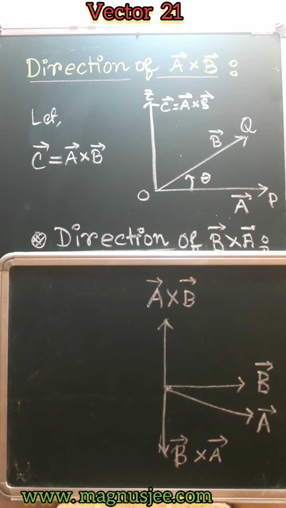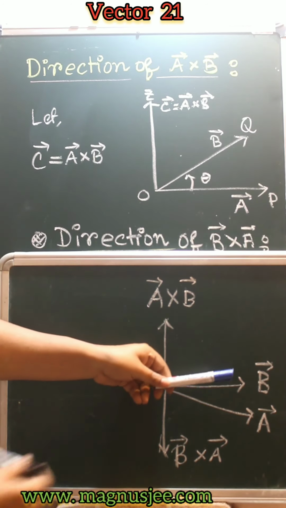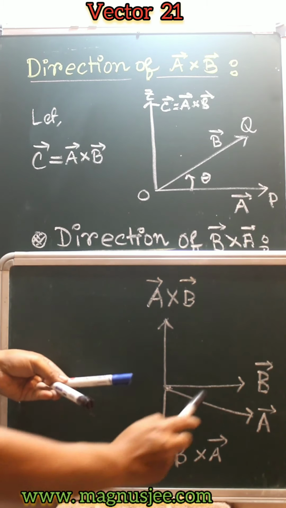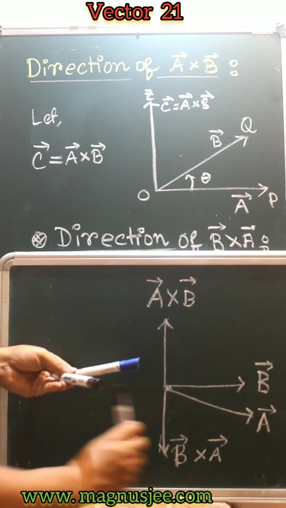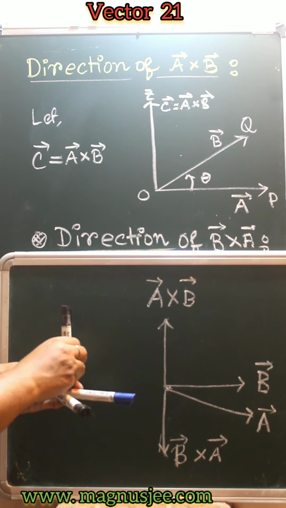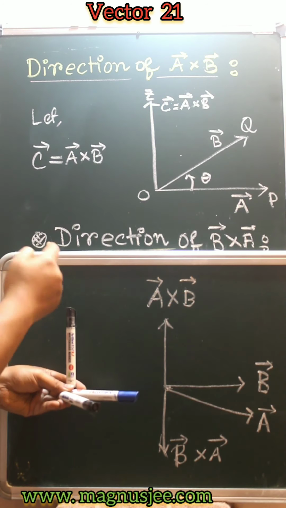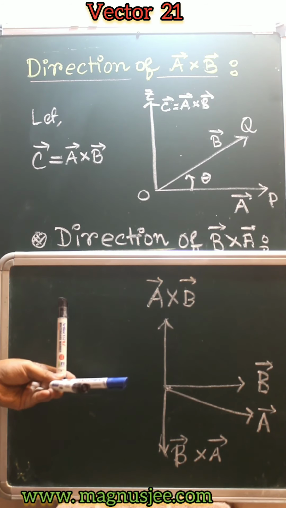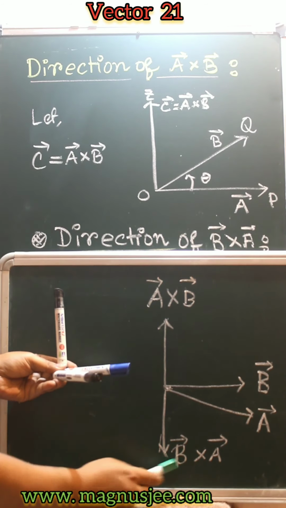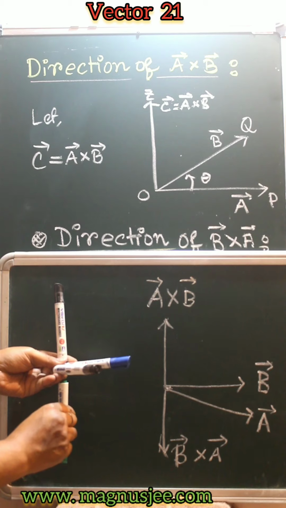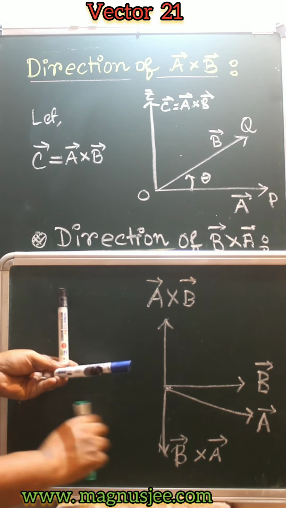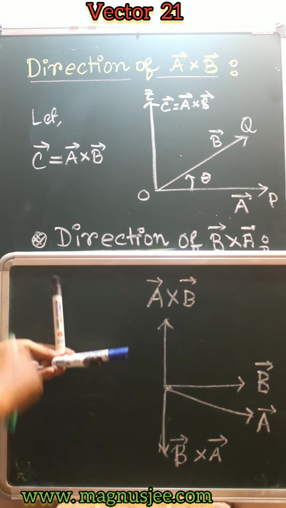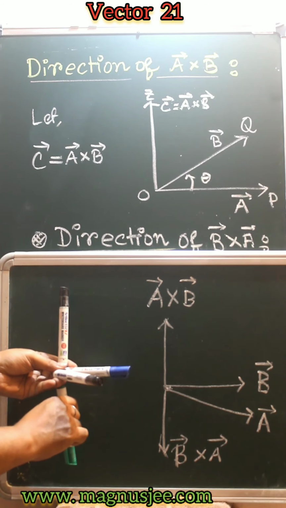In this diagram, vector A cross B is acting in the vertically upward direction, vector B cross A is acting in the vertically downward direction. Here the blue color plane is vector B and the black color plane is vector A. Vector A cross vector B will be acting in the vertically upward direction, and vector A and vector B exist in the horizontal plane, and vector B cross vector A acts in the vertically downward direction, and that is derived by using the right-hand palm rule.